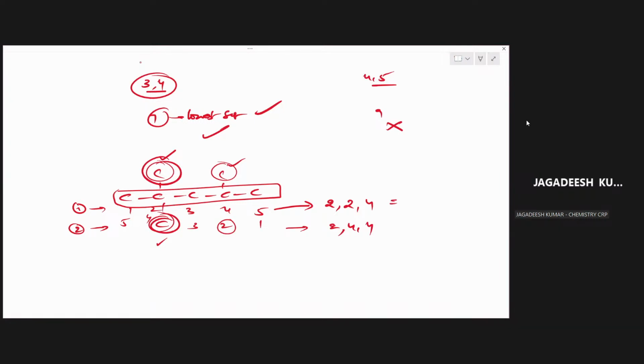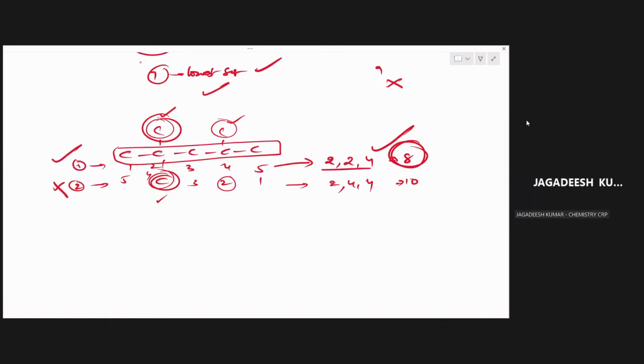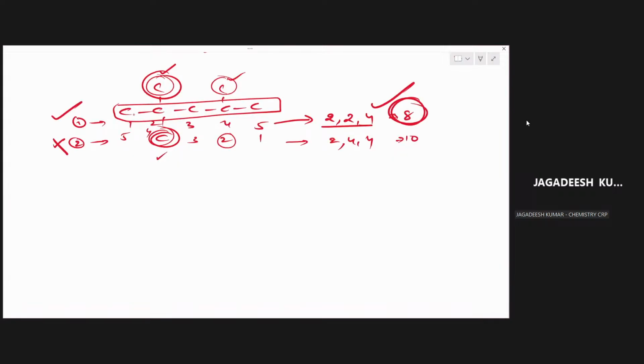Now, if you observe, which one is the lowest set here? If you add all, here we are getting a sum of 8. Here we are getting how much? 10. So this is the lowest set, so this is the correct numbering. This is the wrong numbering. First numbering is correct. Second numbering is wrong because we get the lowest set in the first numbering, from left to right, giving 1 to 5. So this is about how, if there is more than one substituent, we have to select the lowest sum.